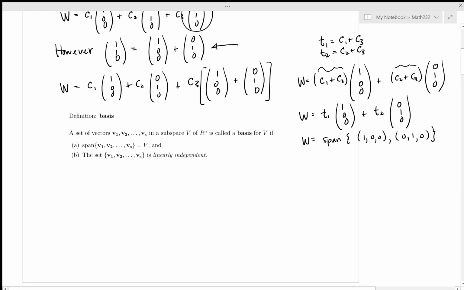If we have a set of vectors, just like above, v1 through vs, and from that a subspace V, we call the vectors a basis for V if the span of all of them is V, as it was before, and if the vectors in this set are linearly independent. Let's formalize that with our example by considering W, which we've identified is also the span of these two vectors.